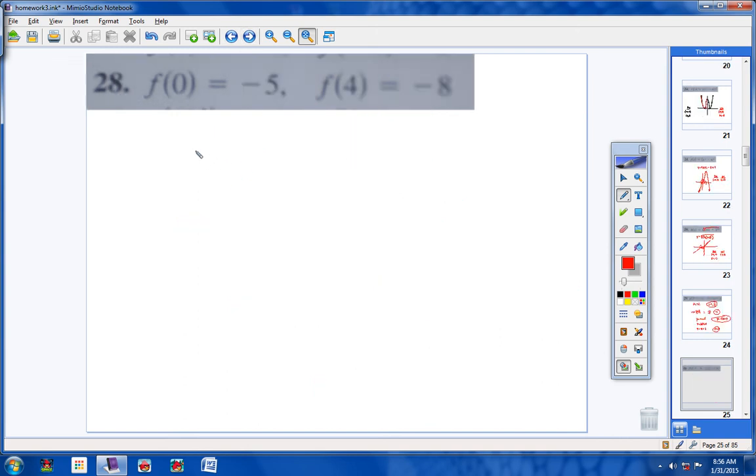Number 28. Okay, your ordered pair is 0, -5. Your other ordered pair is 4, -8. Slope is y minus y: 5 minus a -8, 0 minus 4. You would get 13 over -4 for your slope. Alright, now, I think I made a mistake somewhere because this should be a -5. This should be a -5. So this should be a +3. Sorry about that. So your slope is -3/4.